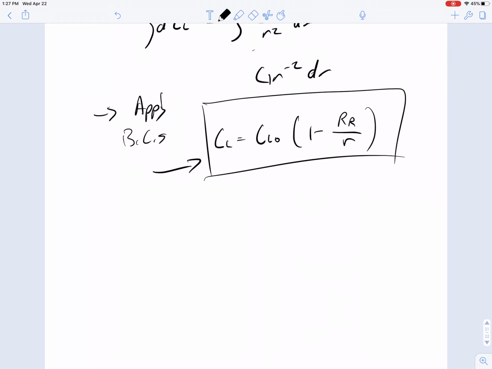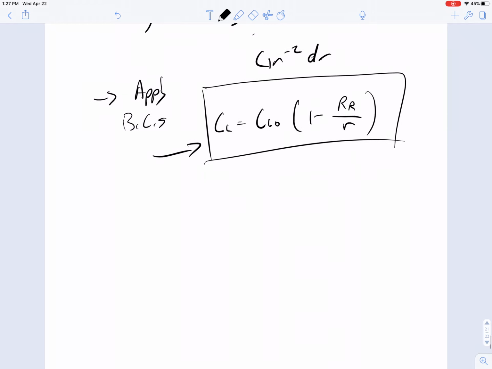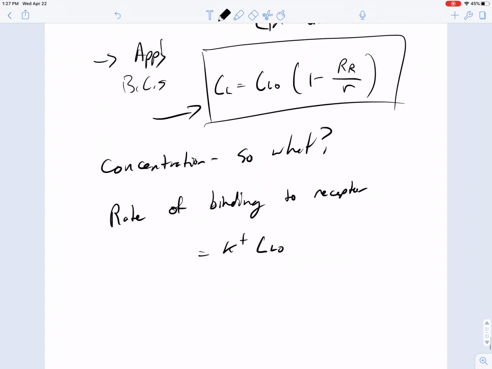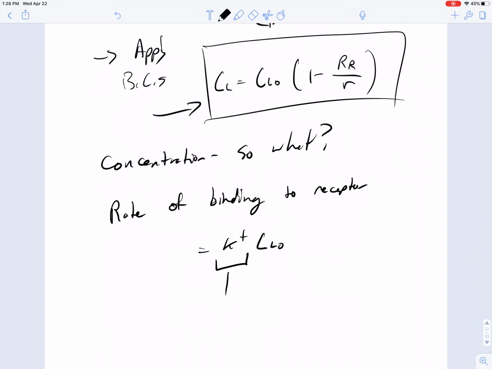Okay, so this is the concentration. So what do we do with this? Well, we have to think about the rate of binding to receptor. It is going to be K plus times the bulk concentration, where K plus is the reaction rate.